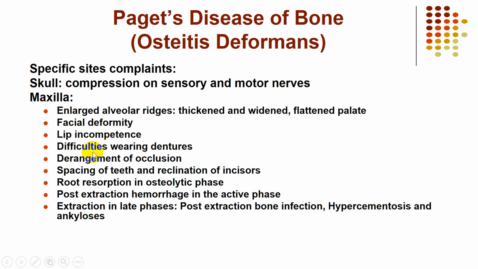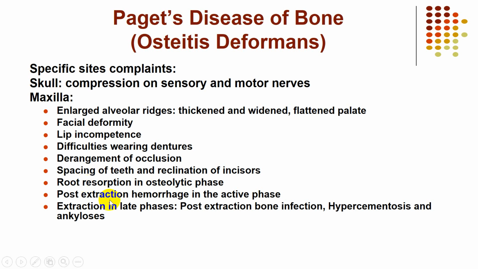Those patients who are wearing dentures will find difficulty because of the changes of the alveolar ridges. Occlusion: if we have teeth, the teeth will be spaced, they will be retroclined, and the occlusion will change. In the osteolytic phase, when the osteoclasts are active, there will be root resorption. And in stage number 3, there will be hypercementosis and ankylosis.